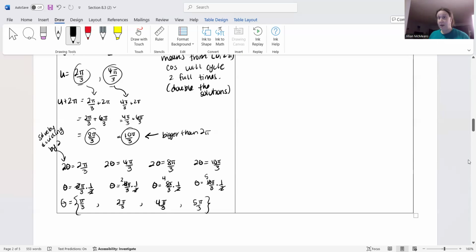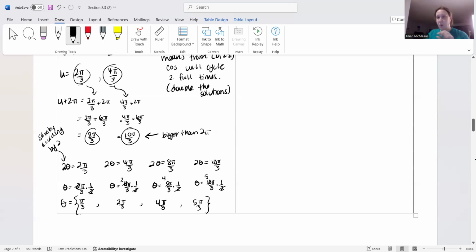And we need to make sure theta is somewhere between 0 and 2 pi. And all of these have a value of less than 2 pi. You can tell because 5 divided by 3 is less than 2, so less than 2 times pi. 4 divided by 3 is less than 2, 2 divided by 3 is less than 2, and 1 divided by 3 is less than 2.